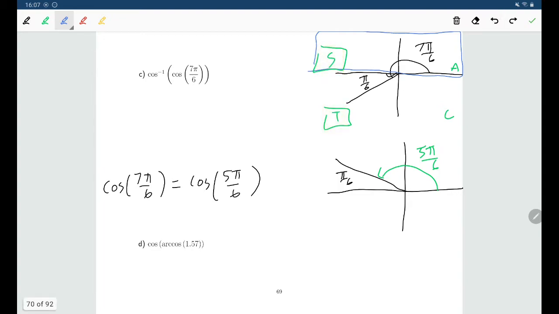Okay, so that means that when we take cosine inverse and compose it with cos of 7 pi over 6, cos of 7 pi over 6 will give me some number, and that number, cosine inverse will take that and return it as 5 pi over 6. It'll give me the equivalent angle in quadrant 2.